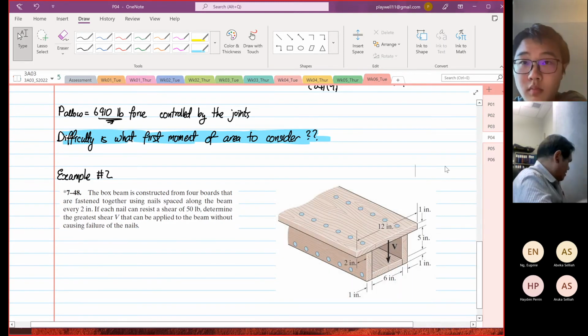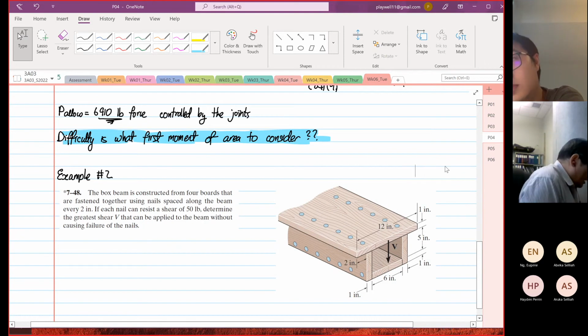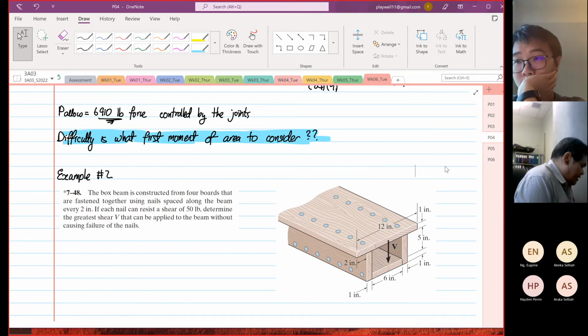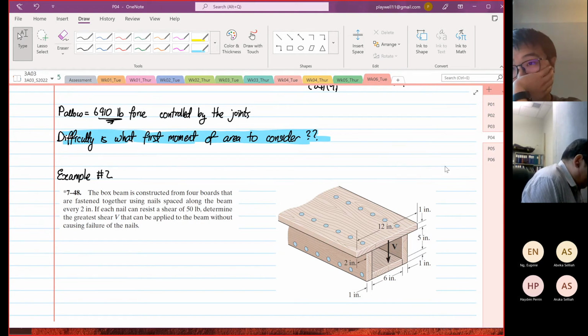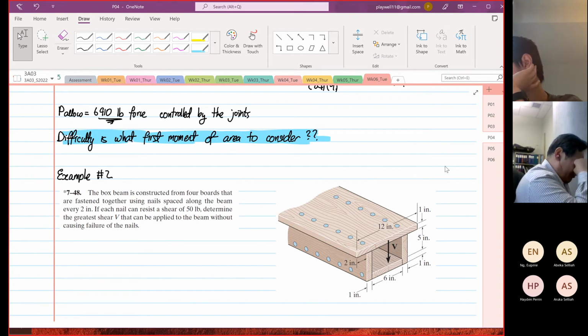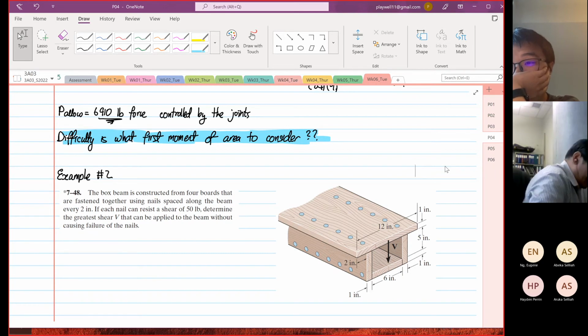Okay, so this is our cross section. The box beam is constructed from 4 boards that are fastened together using nails along the beam. They are spaced every 2 inches. If each nail can resist 50 pound force, determine the greatest shear V that can be applied to the beam without causing failure. Okay, so this is a very interesting structure, right?